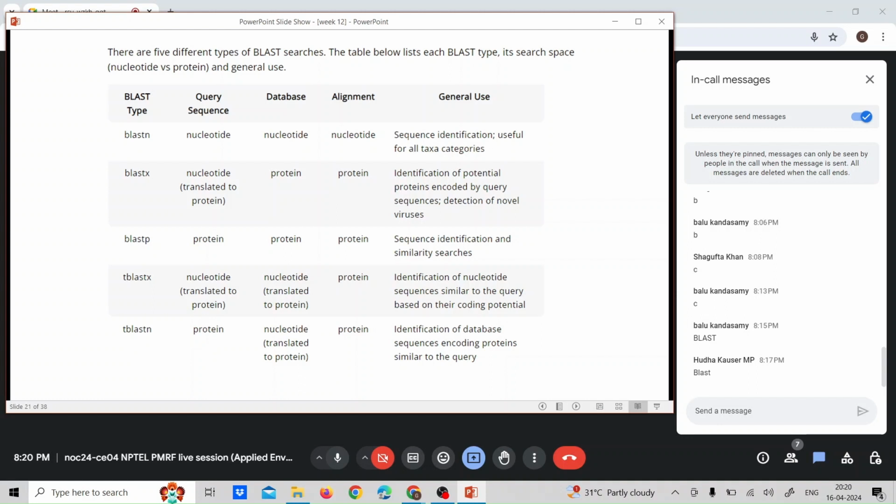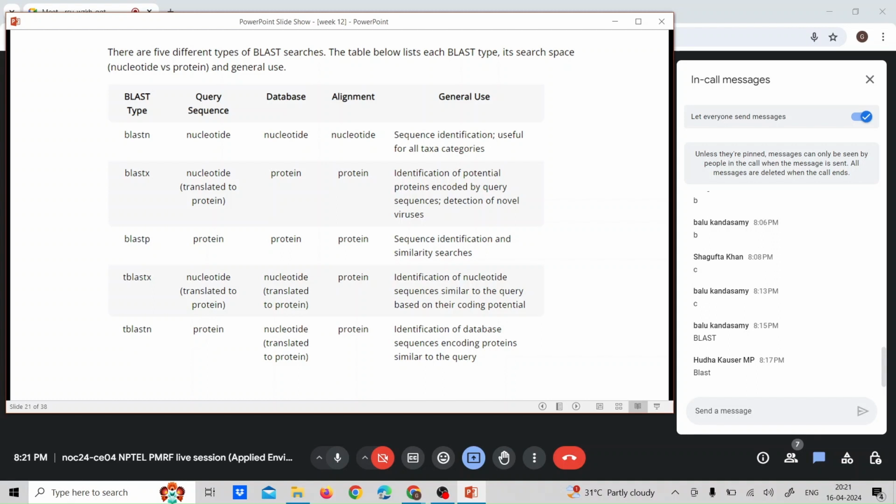The use of translating both the query and the subject is that you can identify sequences based on their coding potential. Because we know there is degeneracy in the code, one codon codes for one amino acid, but one amino acid can be coded by more than one triplet codon. So in the nucleotide you have one codon and in the database you have another codon, but at the end of the day both codons code for the same amino acid, so your protein sequence is going to be the same. To get information about that, you go for TBLASTX.